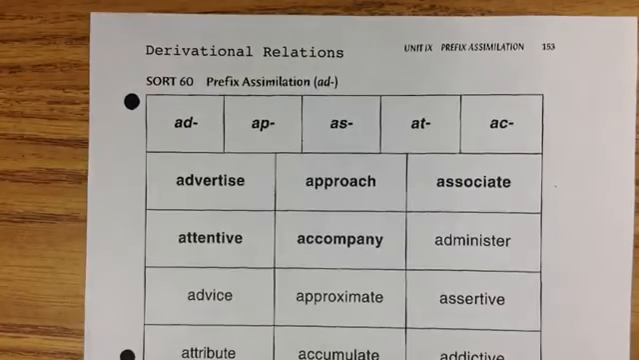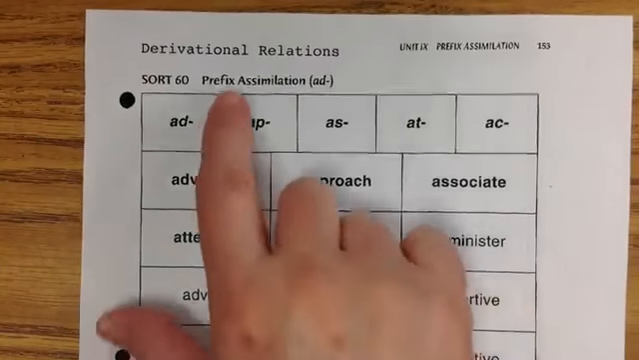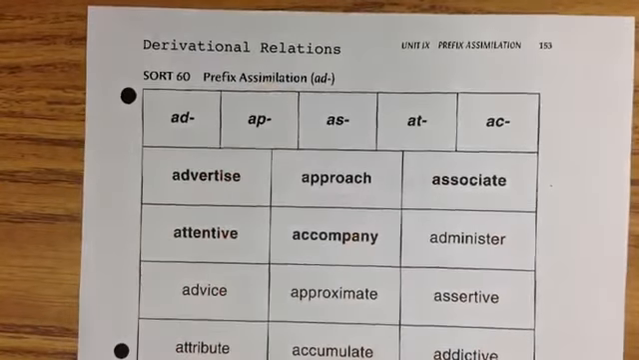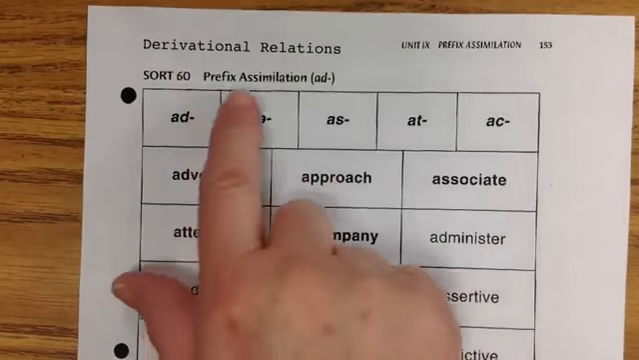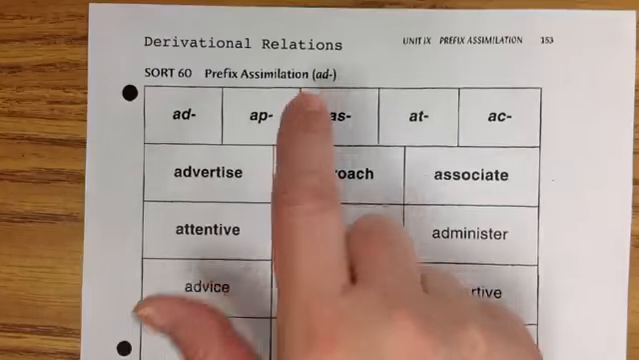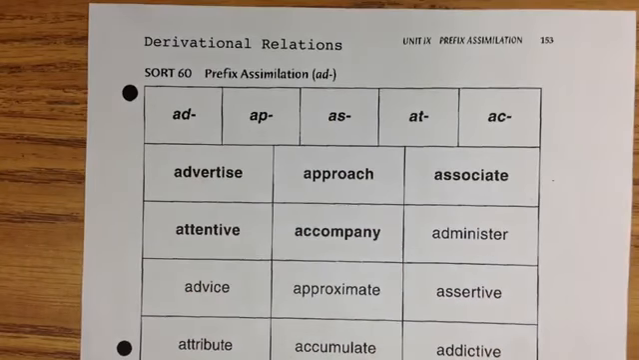Before we even get started cutting these out, let's talk about prefix assimilation. What does that even mean? Assimilation means become similar in sound. The prefix AD is one of the most common prefixes in our language, but it is often obscured or hidden by assimilation and takes many forms. So that means that it becomes similar in sound. Any double letters after the initial A are a good sign that the prefix AD is hidden there.